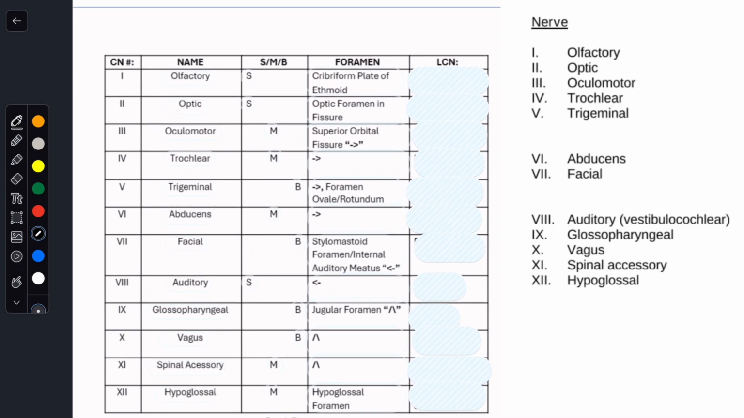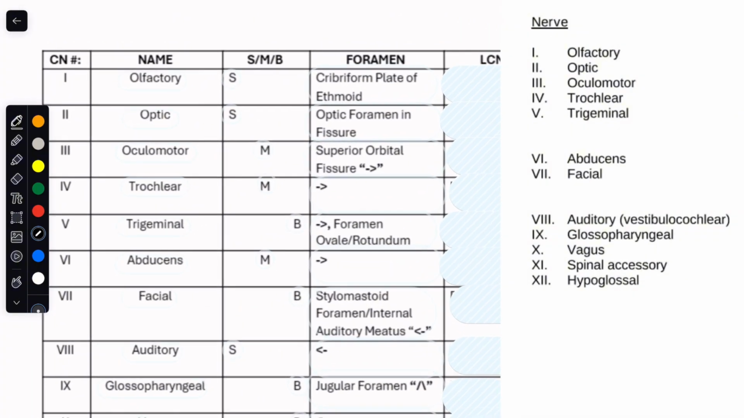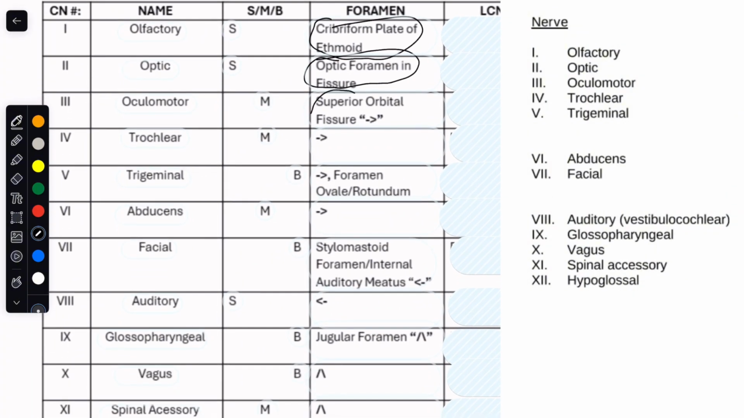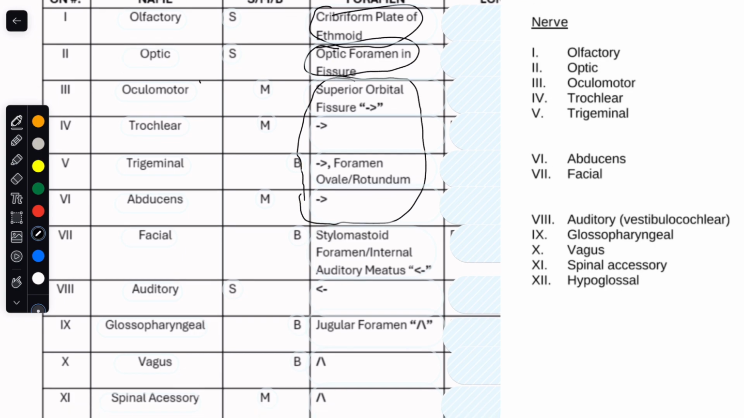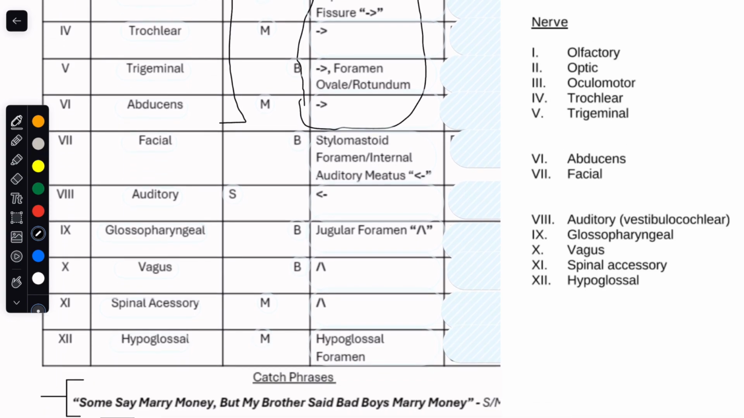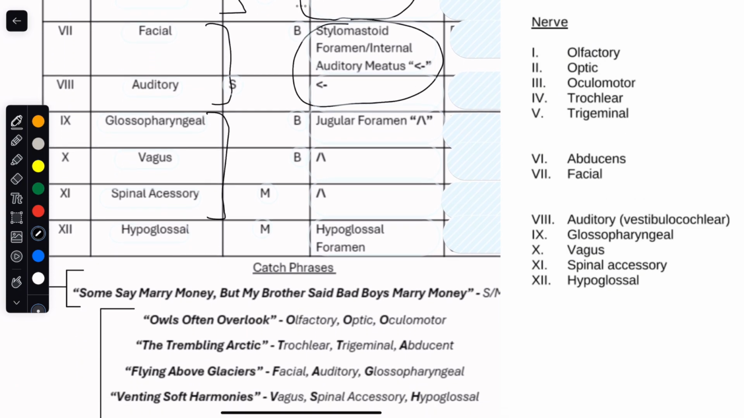So I'm going to quickly draw this so it's easier to memorize. By itself, you have to memorize this, and then this, like that. And then these four nerves right here, just know it by superior orbital fissure because it's easier. For facial and auditory, just know it as the internal meatus. And then with these three nerves, glossopharyngeal, vagus, and spinal accessory, just know it as the jugular foramen. And then hypoglossal is by itself.